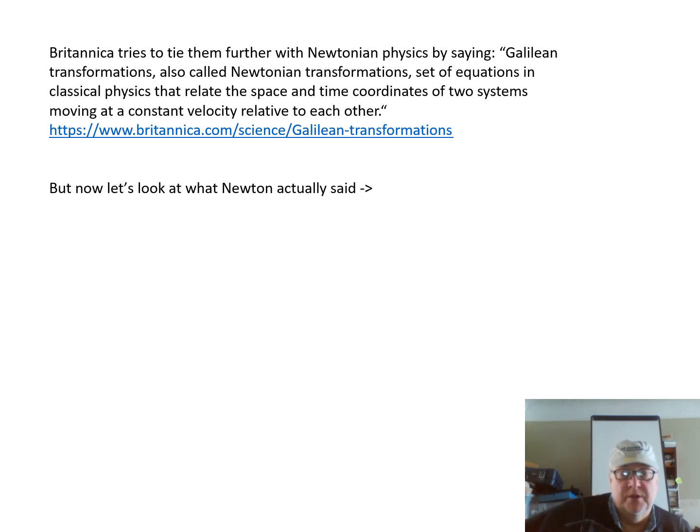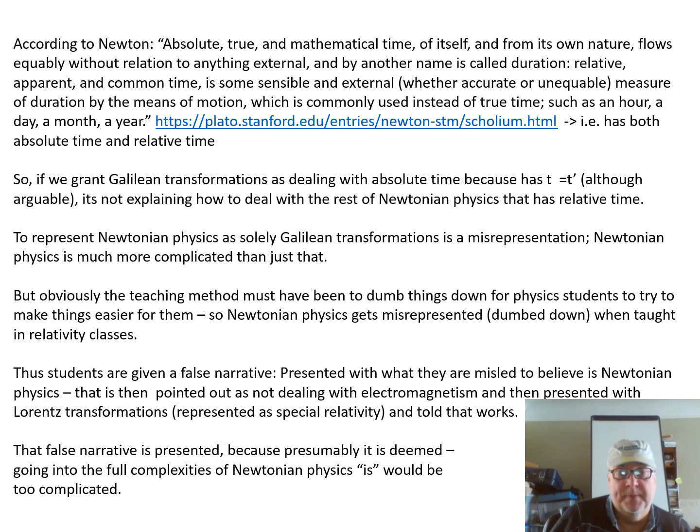Britannica tries to tie them further with Newtonian physics by saying Galilean transformations are called Newtonian transformations, a set of equations in classical physics that relate the space and time coordinates of two systems moving at a constant velocity relative to each other. So more blurring here, Galilean transformations, or you could also call them Newtonian transformations. So it makes it look more like it's Newtonian physics. But what actually Newton said is going to be shown on the next slide.